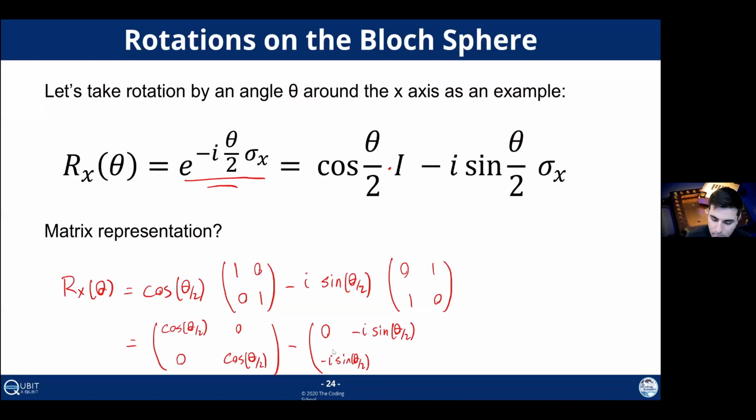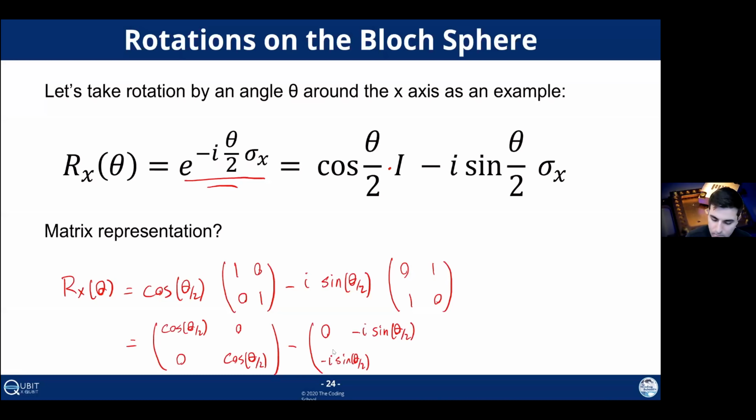So what I'm going to end up with is cosine theta divided by 2, minus sine of theta divided by 2, minus sine theta divided by 2, and cosine of theta divided by 2.